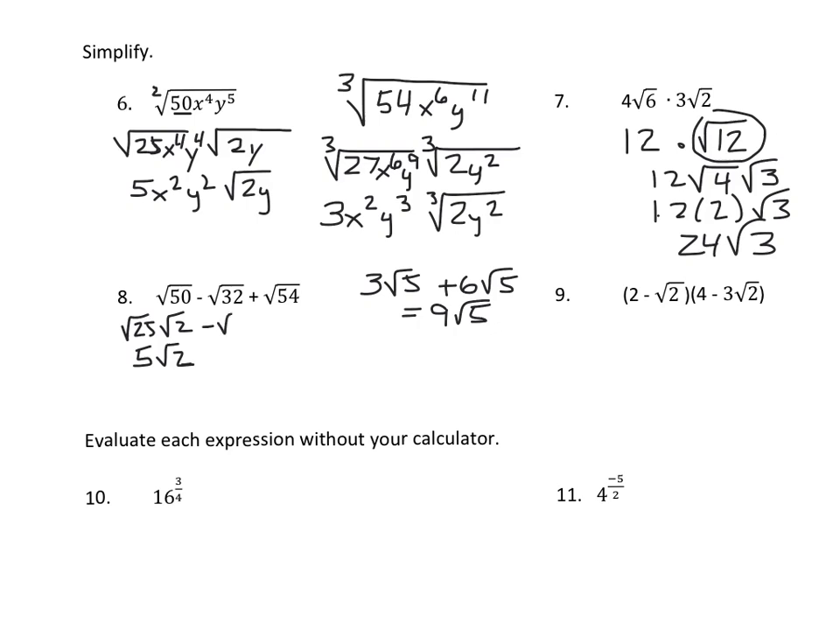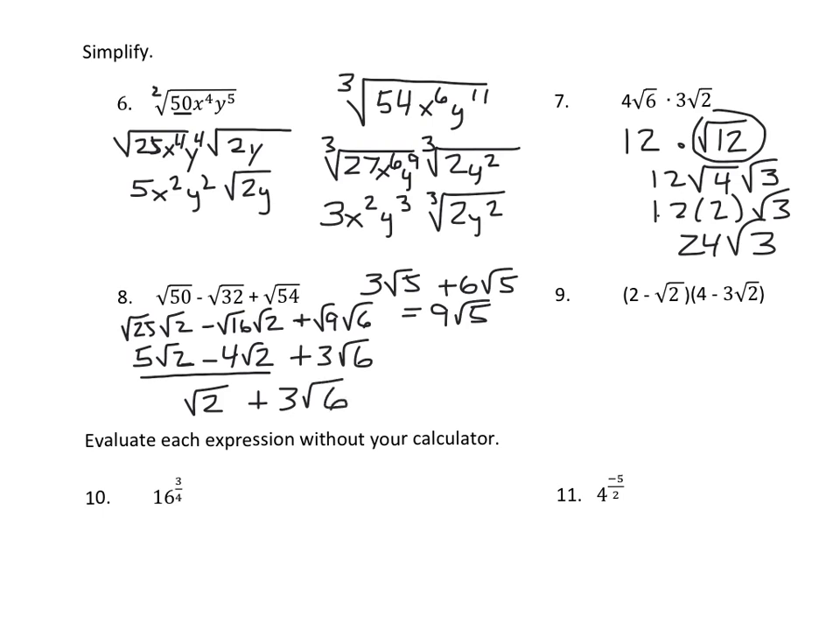32 I could break into 16 and 2, so that'd be 4 root 2. 54 I could break into, I think 9 goes into 54 6 times. That'd be 3 root 6. And then you can see I've got some like terms here. 5 root 2 minus 4 root 2 is 1 root 2, or root 2. And then I have the 3 root 6. So when you have radicals and you're adding and subtracting, just combine those that are alike.